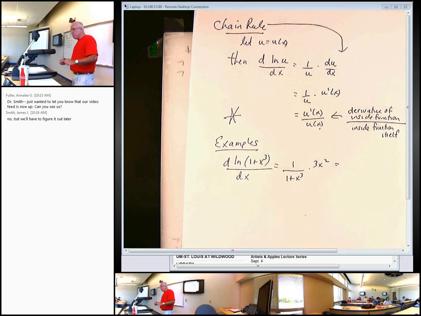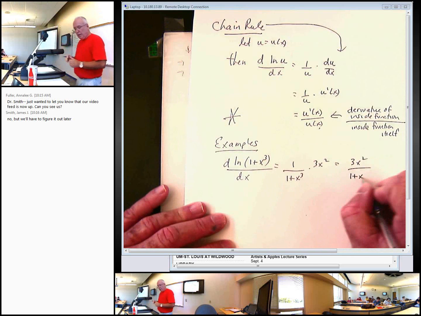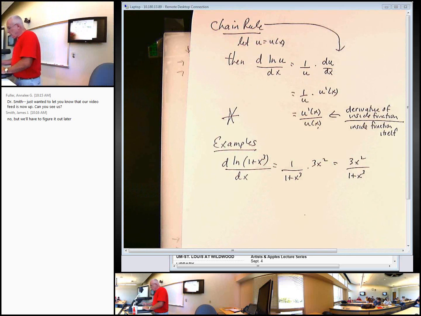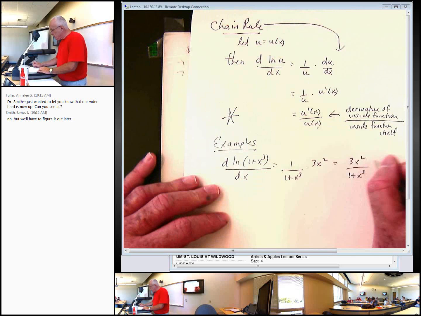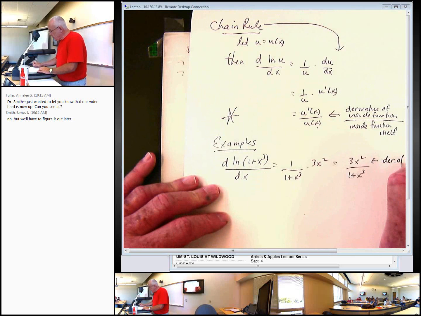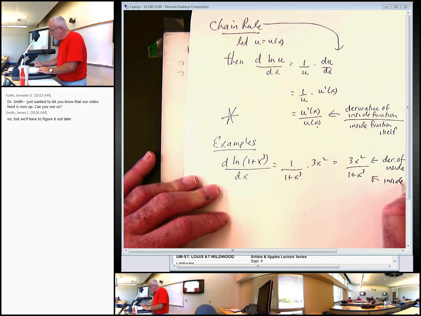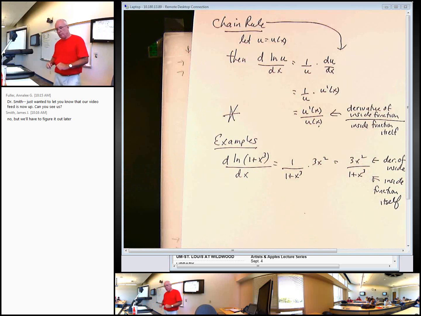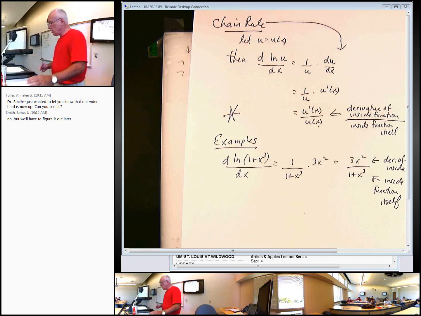And again, I can combine this into a single quotient, and I get 3x squared divided by 1 plus x to the third. This is the derivative of the inside, and this is the inside function itself. All right, that's the formula with the chain rule. Are we okay with that example? Let's just do a couple more here with this.